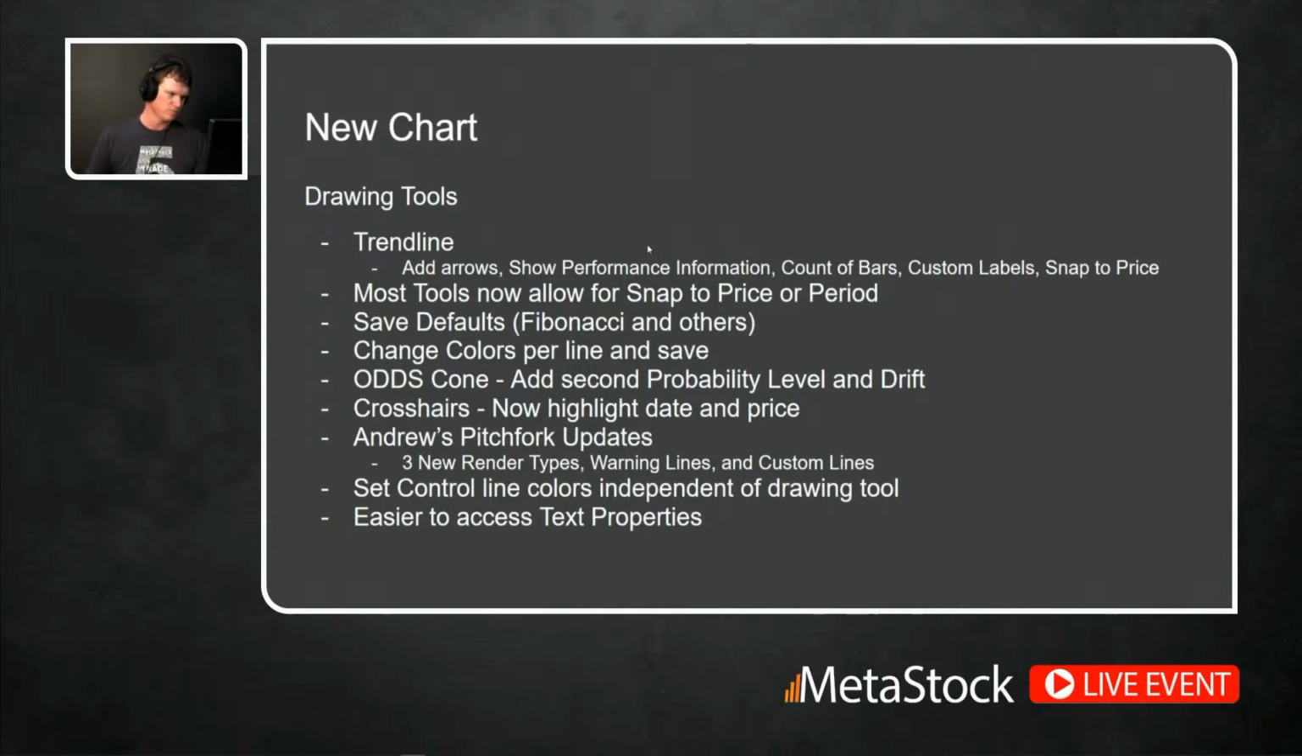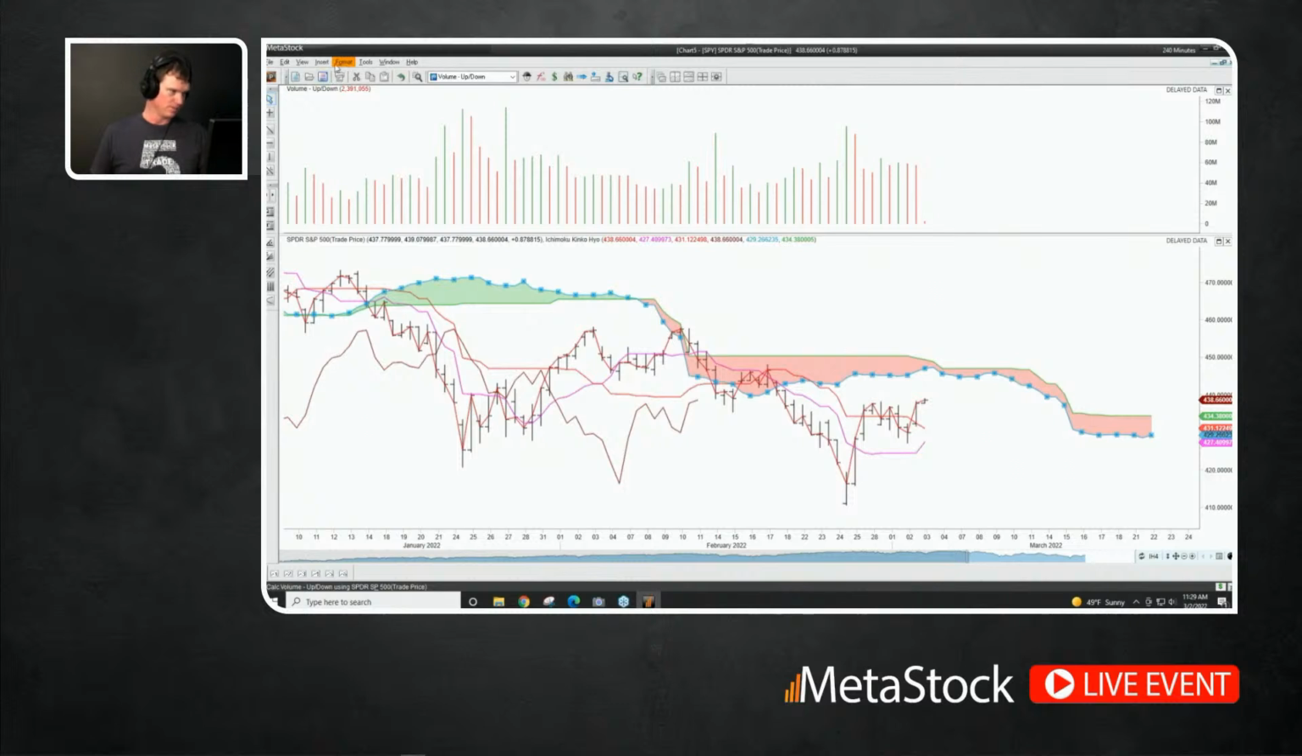Okay, so this part is something that's really exciting. I'm going to have to go just a little bit slow in this area because I want to make sure that I touch on everything. So with trend lines currently, a big thing that a lot of people wanted was the option to either snap it to price or snap it to periods. And a lot of people also wanted to see the performance or the percentage change from one point to another, kind of like a ruler basically.